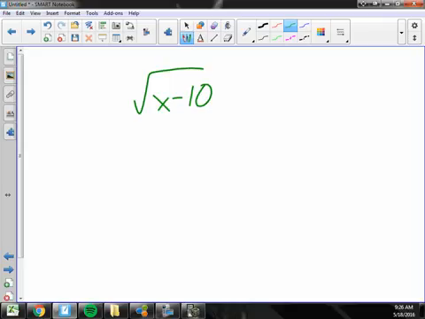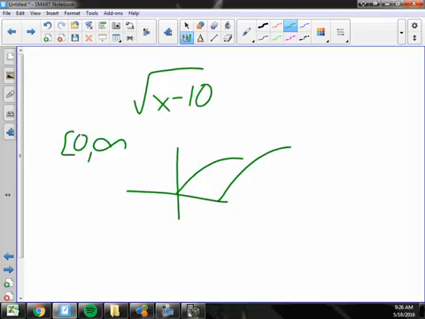Well, it would be a lot easier to just find the range of the original. And my parent function is here, but I move to the 10. I move 10 to the right. The range is from 0 to infinity. We want the domain of the inverse, which is the range of the original. So instead of inverting it, we're just going to find the range of the original.